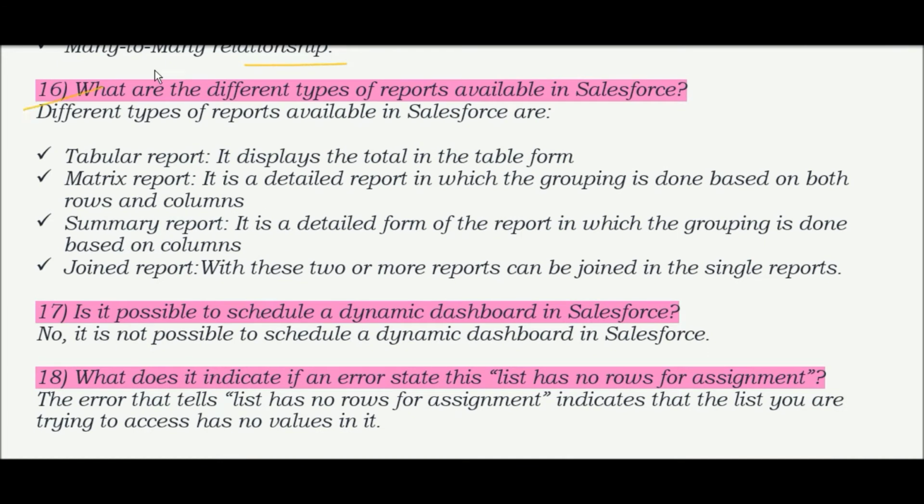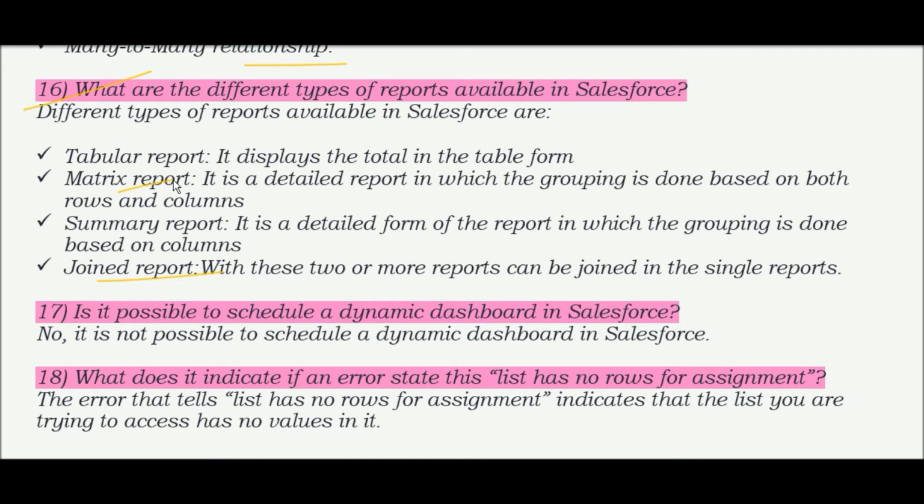Next question. What are the different types of reports available in Salesforce? Answer. Different types of reports available in Salesforce are tabular report, matrix report, summary report, and fourth one is joint report. What is a tabular report? It displays the total in table form. Next, matrix report. It's a detailed report in which the grouping is done based on both rows and columns respectively.